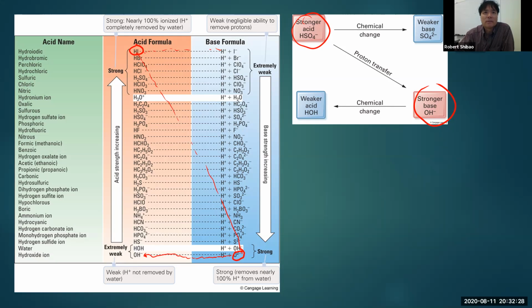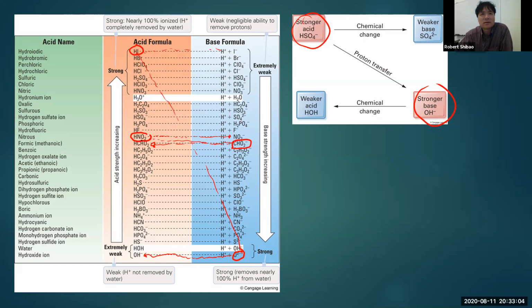And so let's say we're reacting HNO2, the acid, with formate, the base. And so HNO2 reacts with formate. And so formate gets converted into formic acid here, and HNO2 gets converted into nitrite here. So in this case, we're going from a stronger acid, nitrous acid, to a weaker acid, formic acid.